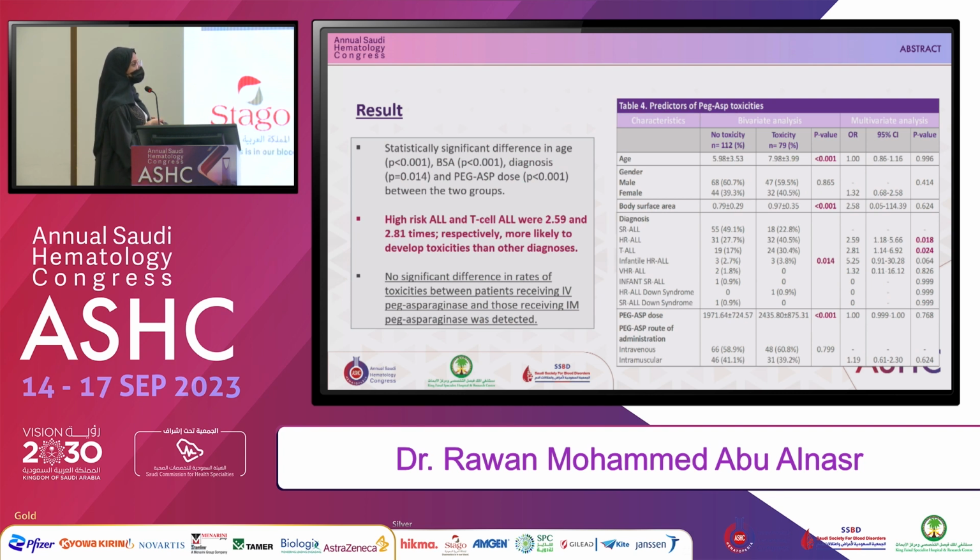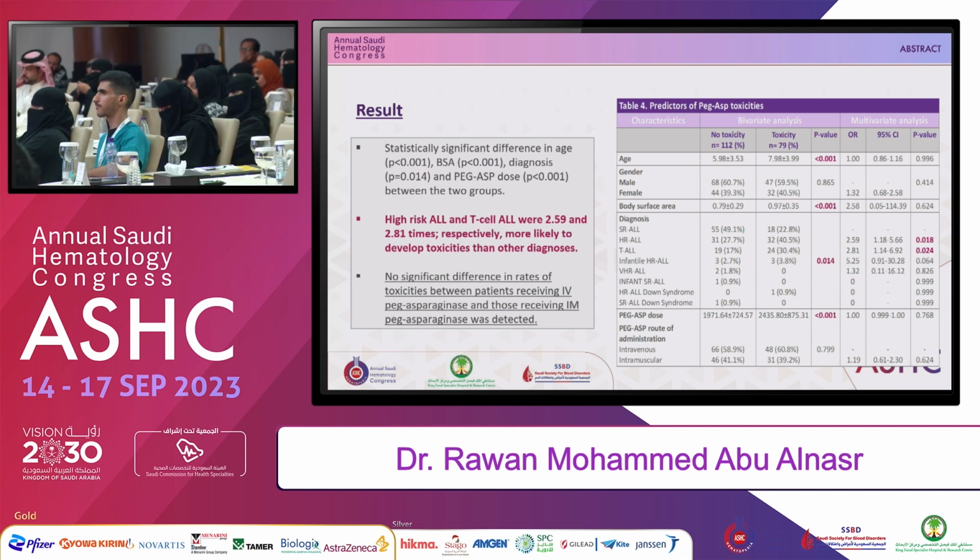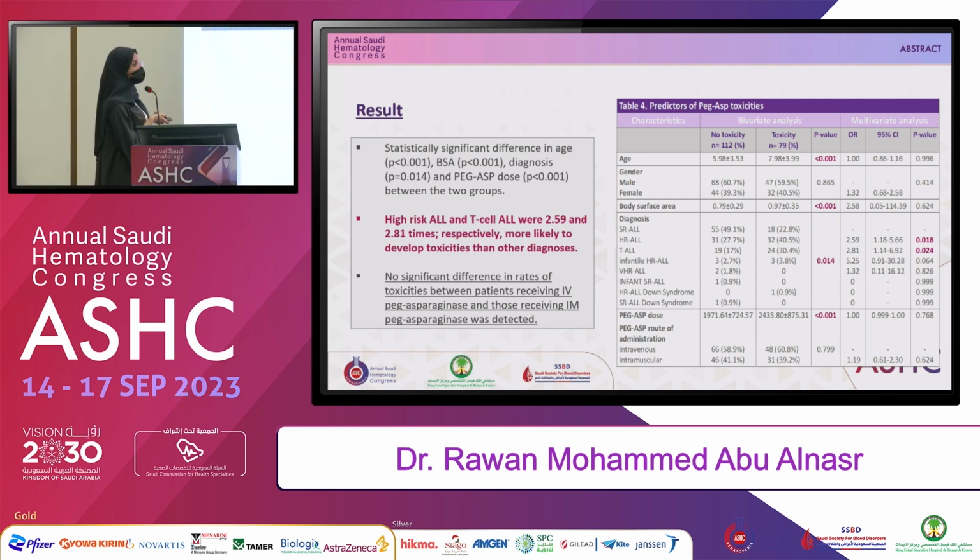For the predictors of Peg-asparaginase toxicity, we conducted bivariate analysis, and we found statistically significant differences in age, body surface area, diagnosis, and Peg-aspar dose. With multivariate analysis, we found high-risk ALL and T-cell ALL patients were 2.5 and 2.8 times more likely to develop toxicity than other diagnoses. And regarding the rate of toxicity in regard to the route of administration, we found no significant difference in rate of toxicity between patients who received IV versus IM, and this finding was similar to previously published studies.